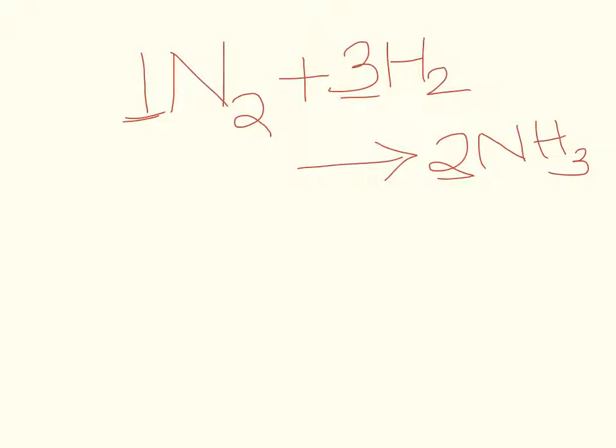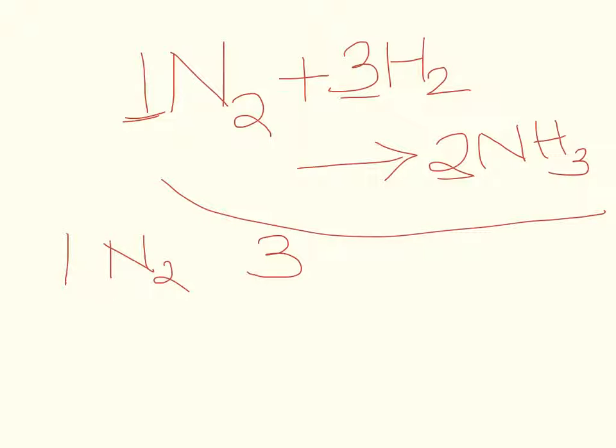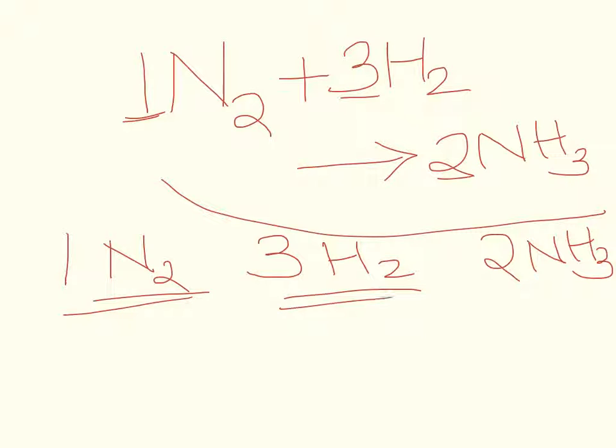Okay, so what does this tell us? This tells us that if 1 mole of nitrogen molecules reacts with 3 moles of hydrogen molecules, 2 moles of ammonia are produced if all the conditions are right. And whenever a reaction is given to us, we assume that all the conditions are okay. So it's 1 mole of nitrogen reacting with 3 moles of hydrogen, producing 2 moles of ammonia.